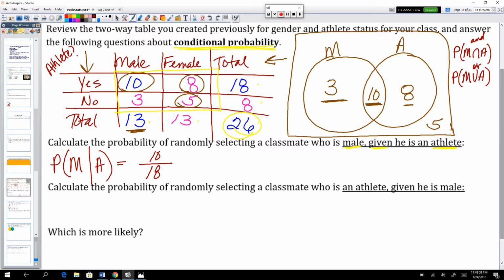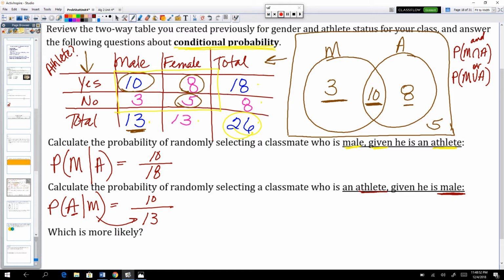Now let's compare that to the next question, which looks really similar but is different. Now we're going to calculate the probability of somebody who is an athlete given they are male. The notation is the probability of selecting an athlete given they are male. Once again, I like to work on the bottom of the fraction first. Given that we're looking at only the males, that's the denominator. The total males in the room to begin with was 13 people. So given that they are male, you're looking at 13 people, and out of those 13, the athletes numbered 10. If you do the math, it's somewhere around 77%.